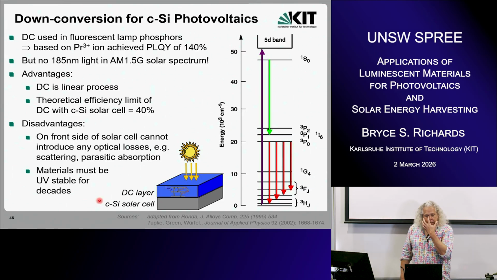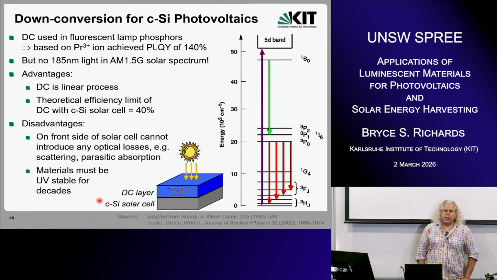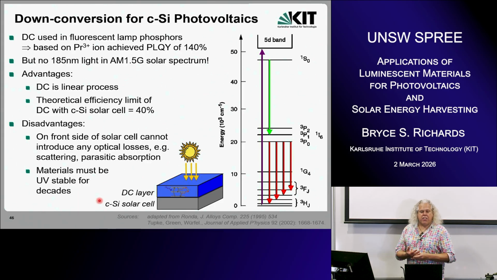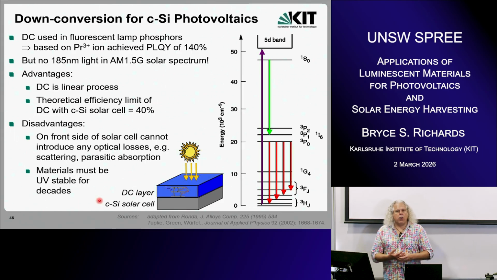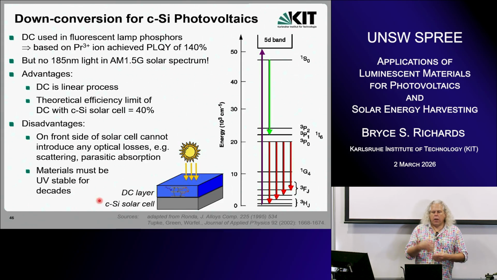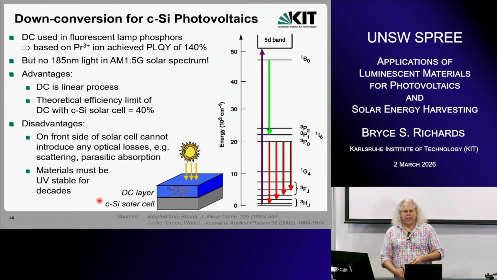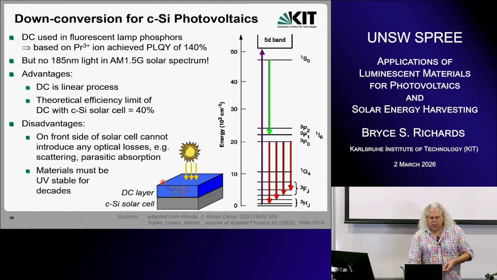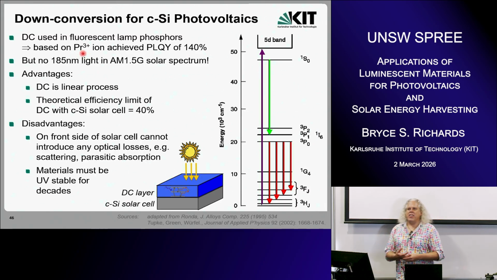Down conversion has a long history actually in the world of fluorescent lamps. There was a time when people were trying to get rid of mercury lamps, and they switched to xenon, but they found out that xenon was less efficient. So they were trying to boost the efficiency or the brightness of the lamp. So they developed these phosphors based on praseodymium, the praseodymium rare earth ion.